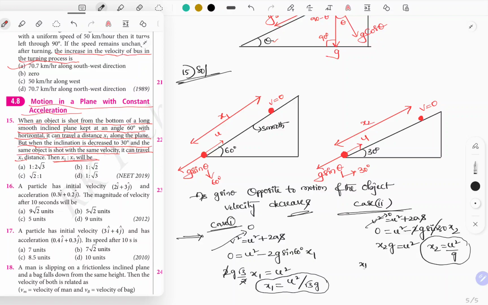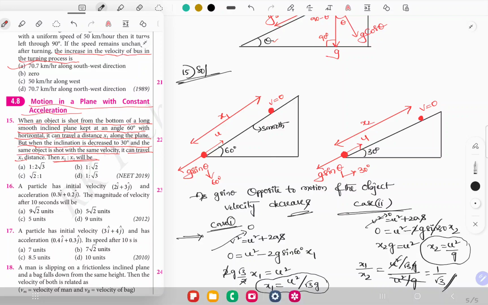They are asking the x1 to x2 ratio, which is equal to u square by root 3g divided by u square by g. So this u square by g will get cancelled. I am left with 1 by root 3. This is the answer. Which option matches? Option D matches perfectly. Very good.